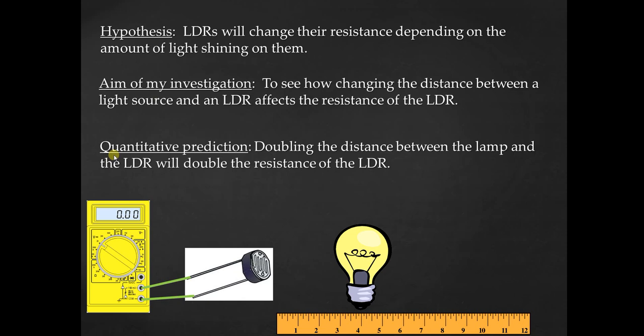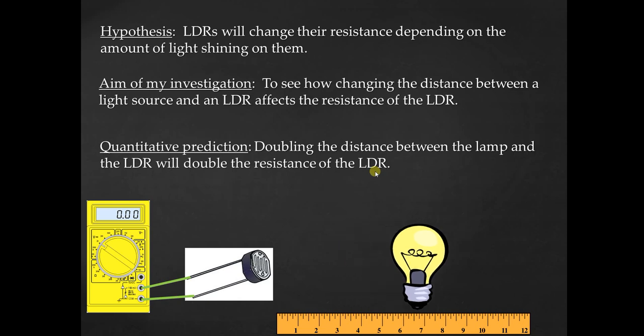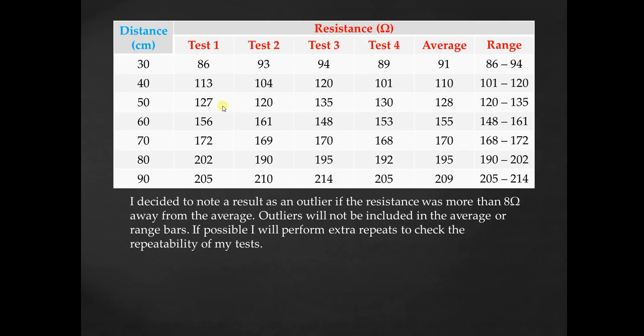And my quantitative prediction, with my values in, said that doubling the distance between the lamp and the LDR would double the resistance of the LDR. We moved our light bulb around and changed the resistance. For my results, we want to comment on what's similar or different between our results and other people's.